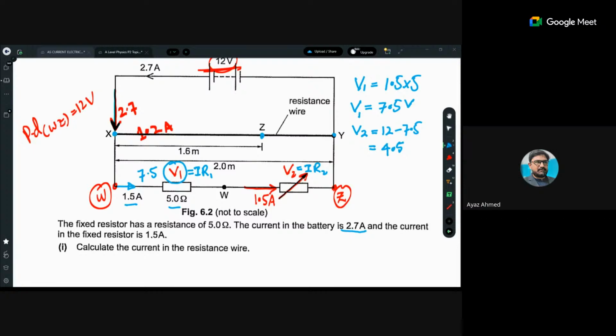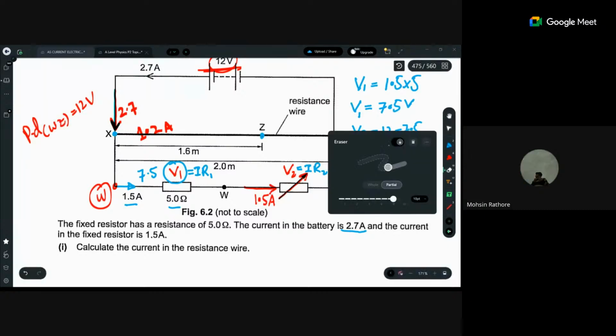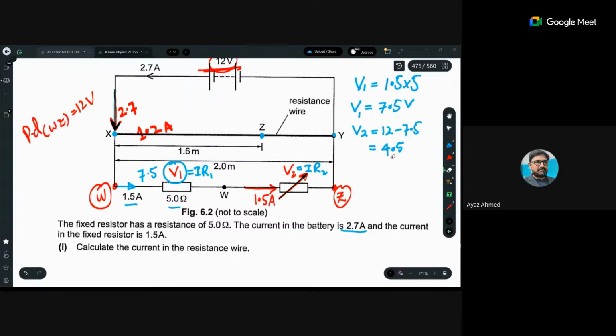Yeah, 5.5. Do you have a calculator? Yes sir, I have one. Well done. 12 minus 7.5 will be 5.5. Okay, so it means V2 is 5.5. So simply apply R equals V divided by I. So what are the voltages? 5.5 divided by 1.5. What answer are you getting?